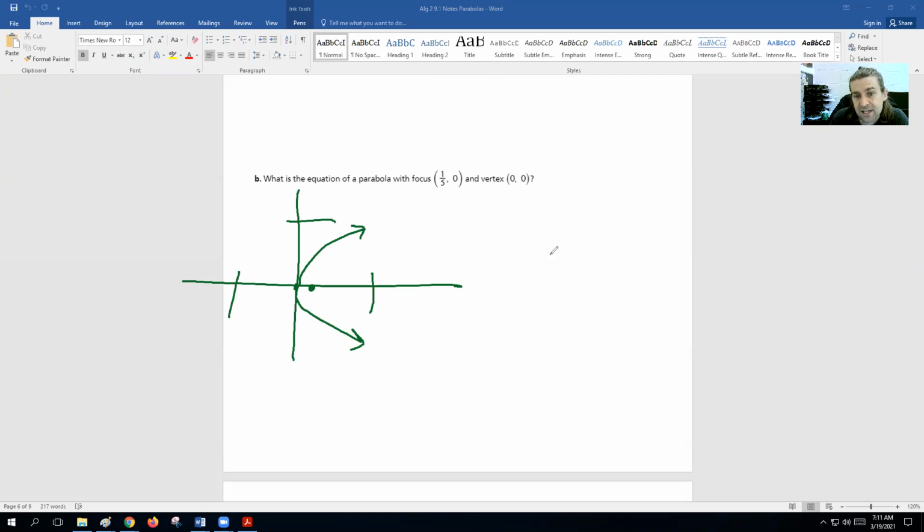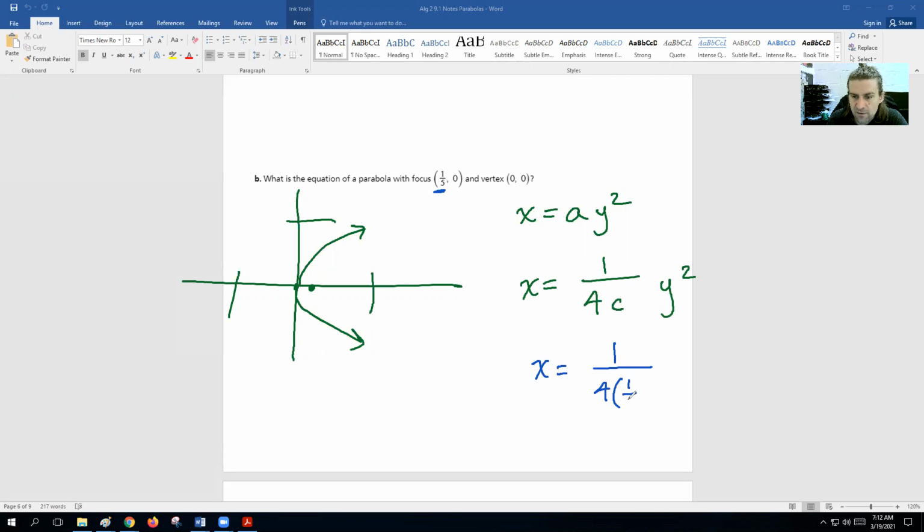All right, so this is an x equals a y squared problem because it opens left and right. And our answer is going to be x equals 1 over 4 times c y squared. So our c is the number in the focus here. Our number in the focus is 1/5. So how do we figure out what's 4 times 1/5, or 1 divided by 4 times 1/5? All right, so we got to do a little bit of math.